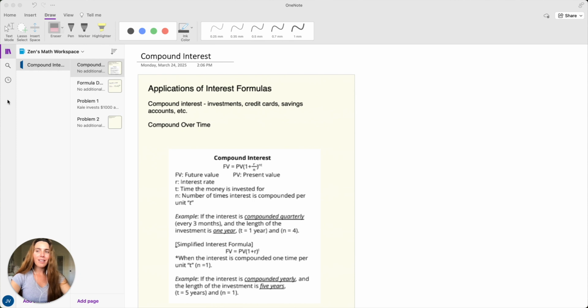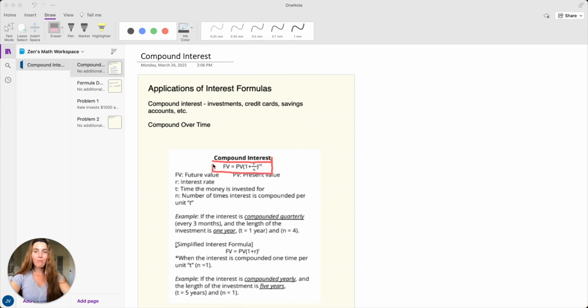So most likely in your class right now, you are using the applications of interest formulas. And today we're going to be focusing on that formula for compound interest. And that's specifically for investments, credit cards, savings accounts, checking accounts. It's what you put in and how much you get out based on an interest rate. This video is specifically for compound over time. There's different equations for continuous compound rates. There's equations you can use for organic chemistry. Today we're going to focus just specifically on compound interest.